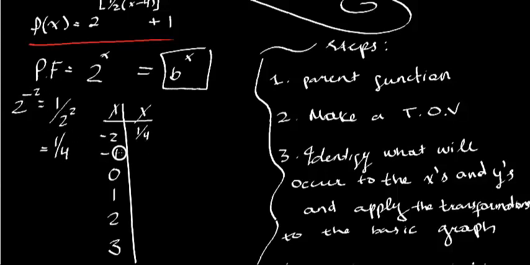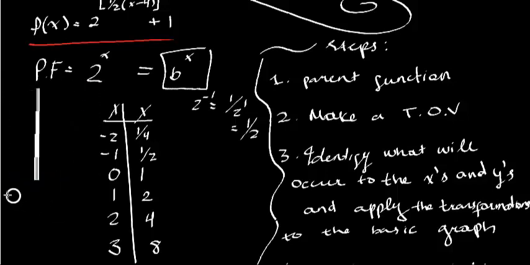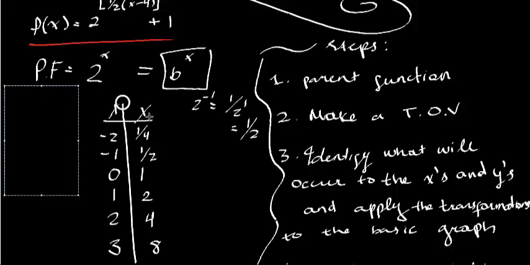Same thing if we plug in a negative 1. 2 to the -1, we want to get rid of that negative, so you do this, which is 1/2. Alright? 2 to the 0th power, anything to the 0th power is 1. Just remember that. 2 to the first power is 2, 2 squared is 4, 2 to the third is 8. Great. Okay, I need the space.